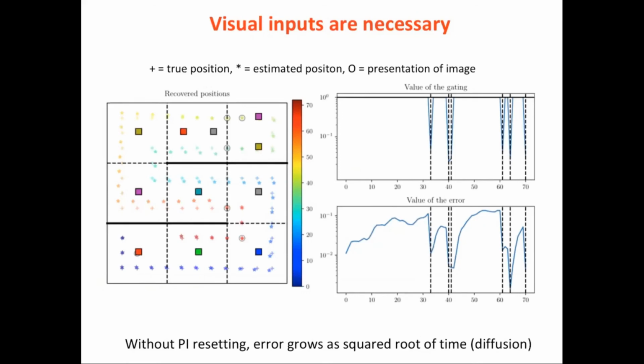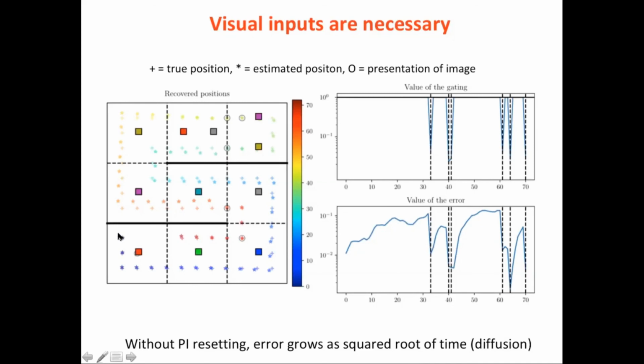So by using only the noisy copy of the motor action, the network will have an error which increases as the square root of time, which is exactly what you would expect for diffusion. But when the images are present, then you can use these reliable sources of information to update exactly its position and the representation of a position.